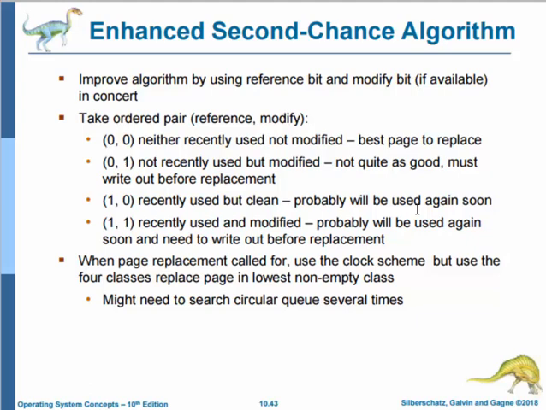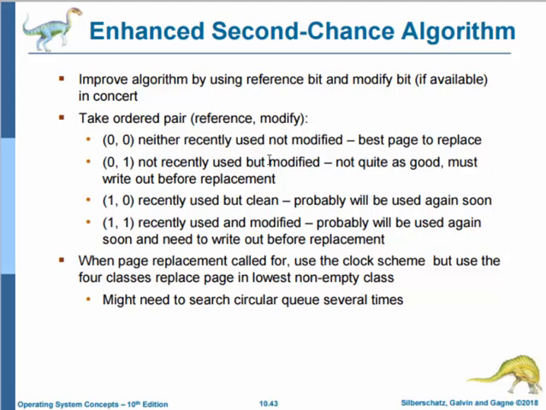We can improve the second chance algorithm by using a reference bit and a modify bit if available. In this case, we take the ordered pair of reference and modify. For example, 0, 0, which is neither recently used nor modified, will be the best page to replace. Then 0, 1 means not recently used but modified, which is not quite as good but must be written out before the replacement. And 1, 0, recently used but clean, probably will be used again soon. And 1, 1, recently used and modified, probably will be used again soon and needs to be written out before replacement. So each page is in one of these 4 classes.